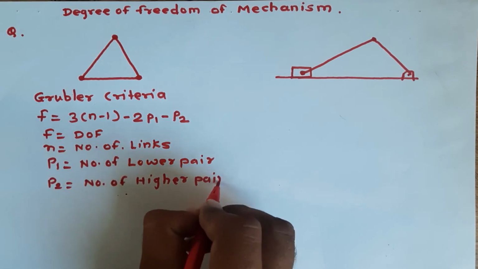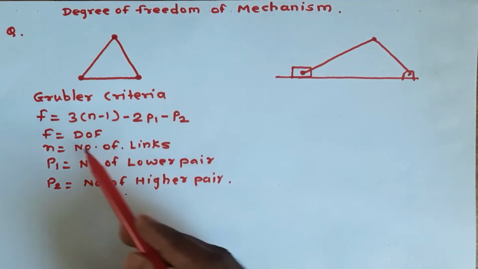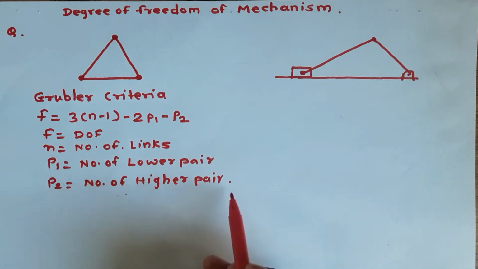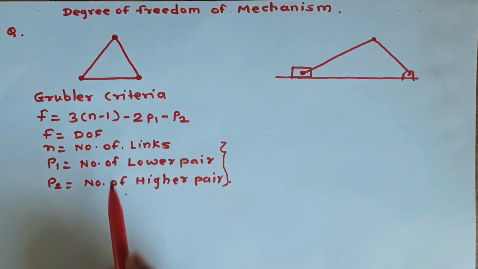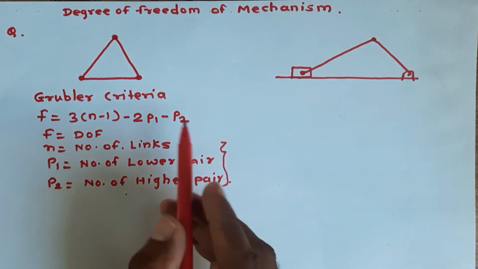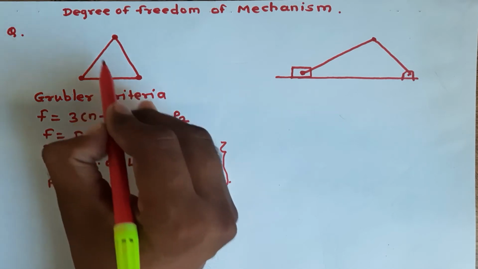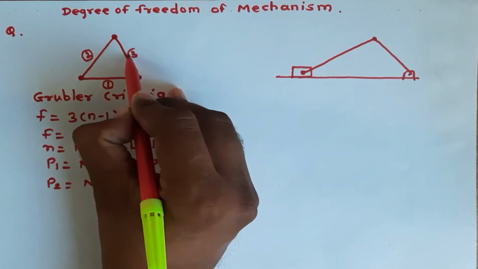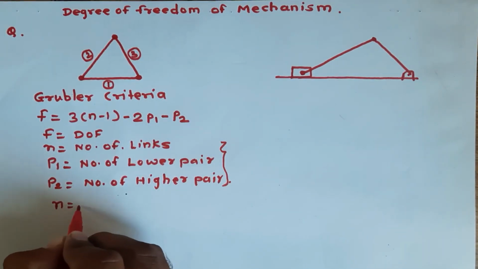So in a given mechanism we have to find out, stepwise, the degree of freedom, the number of links, the number of lower pairs, and the number of higher pairs. Those three terms we have to find first. In the given figure there are three links. This will be the first link, this will be the second link, and this will be the third link. So the number of links is 3.